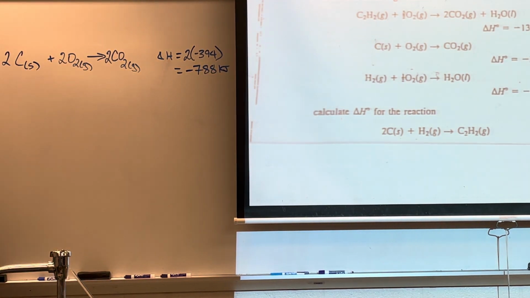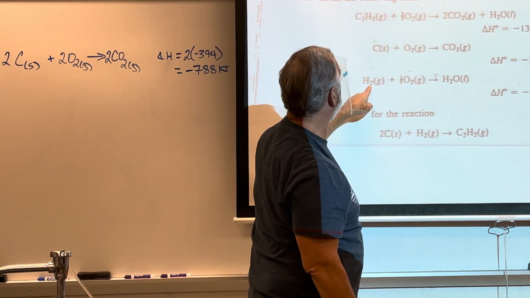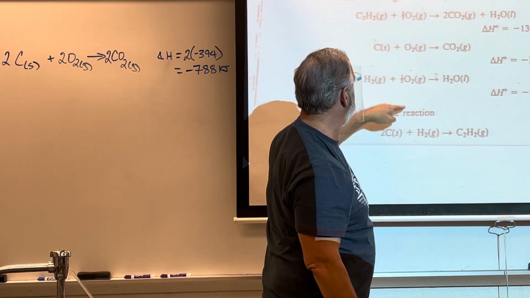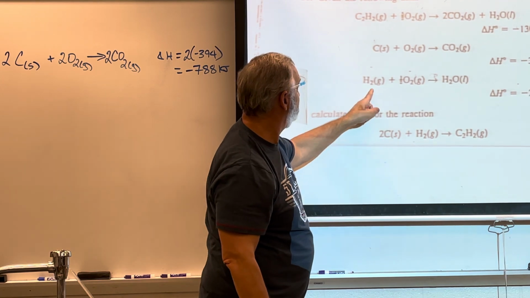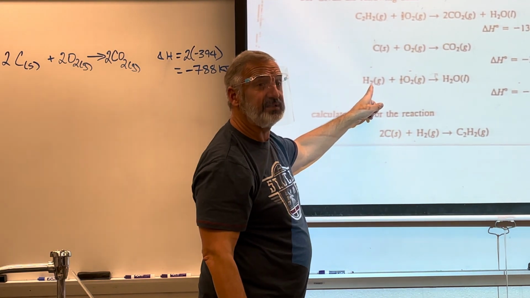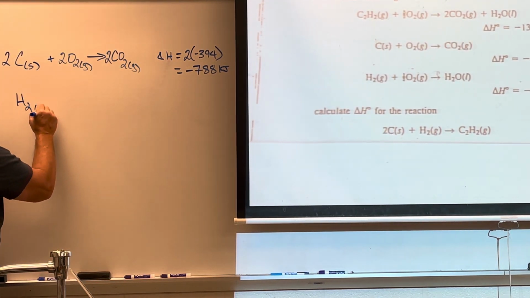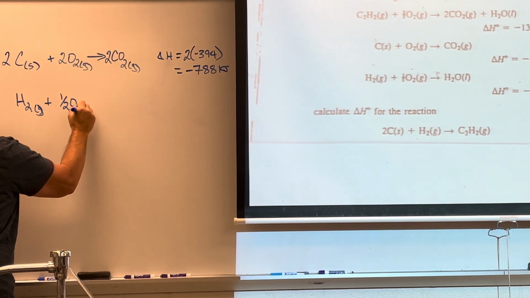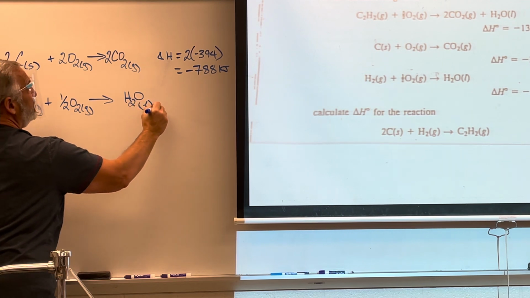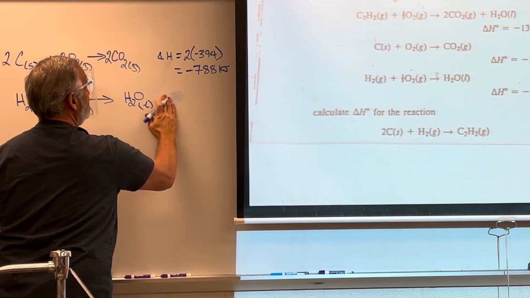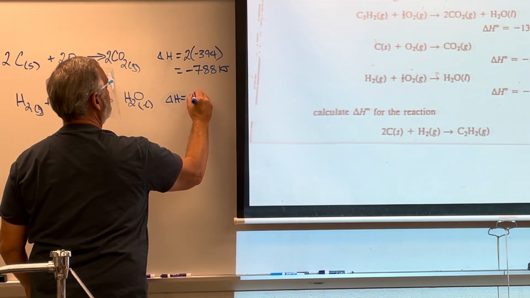So then, H2 gas. H2 gas is only right here. Notice O2 is in every place. H2 is only right here. I have an H2, I have H2, so I don't have to do anything to this equation. So I can simply say H2 gas plus 1/2 O2 gas goes to H2O liquid. So delta H just stays exactly what we had, which is negative 286.